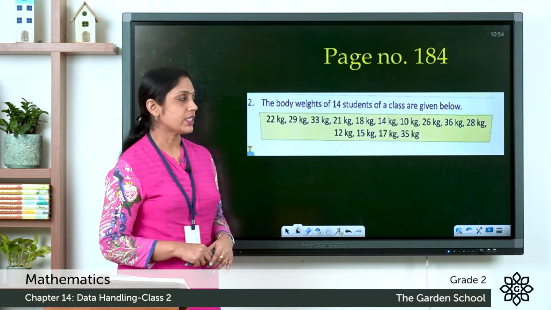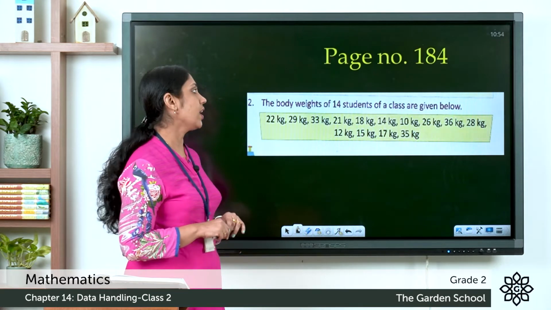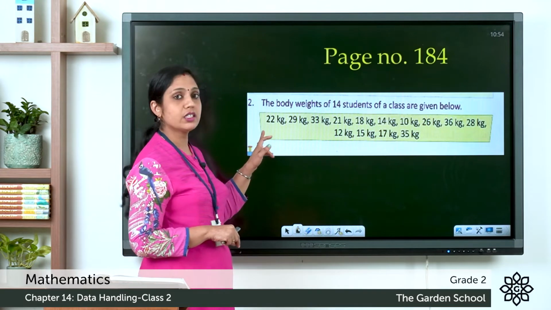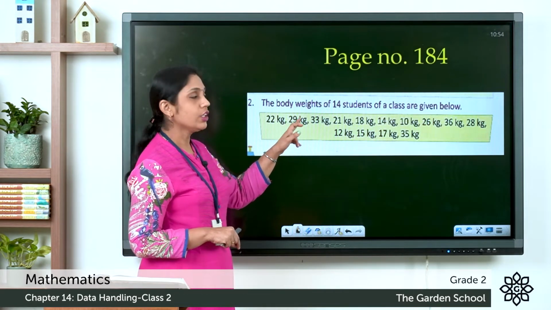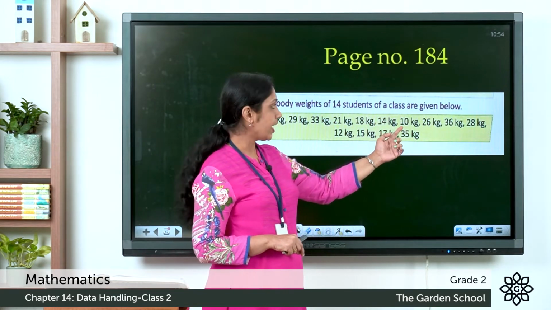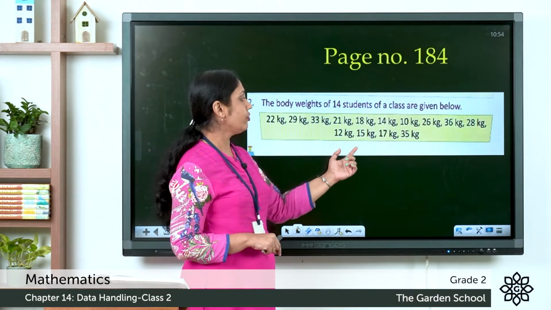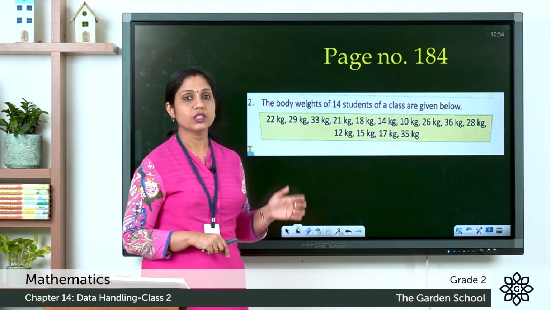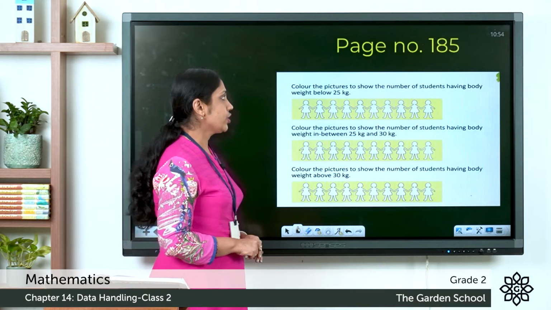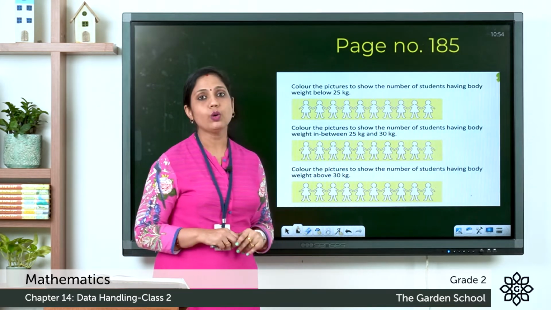Let's move on to our next question. You can see the body weights of 14 students of a class are given below. So the body weights of 14 students are given here. You can see here 22 kilo, 29, 33, 21, 18, 14, 10, 26, 36, 28, 12, 15, 17 and 35 kilos are given here. Now let's move on to a question. Color the pictures to show the number of students having body weight below 25 kilos.